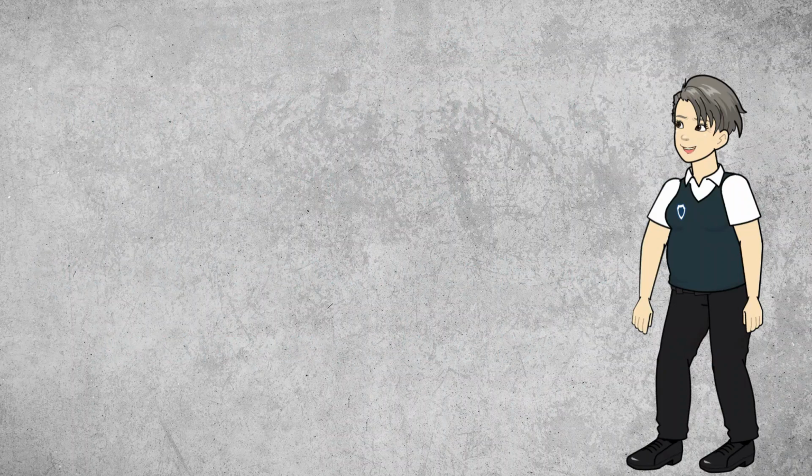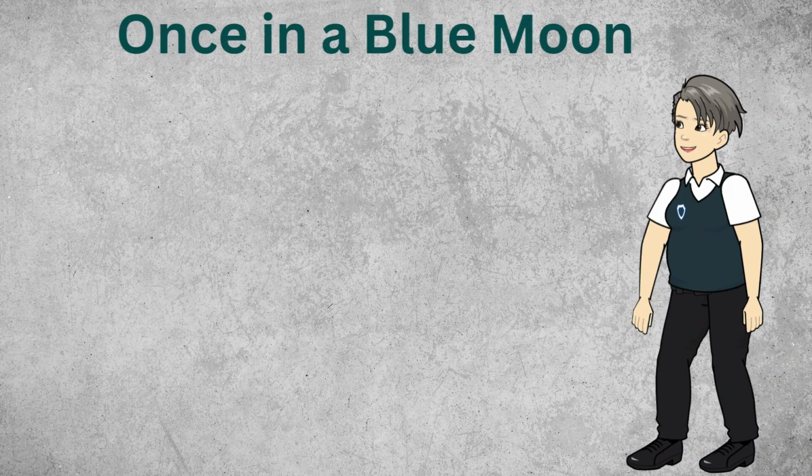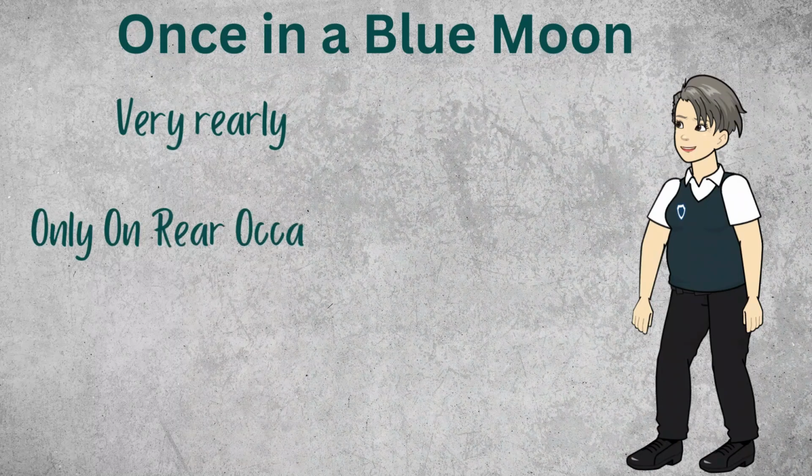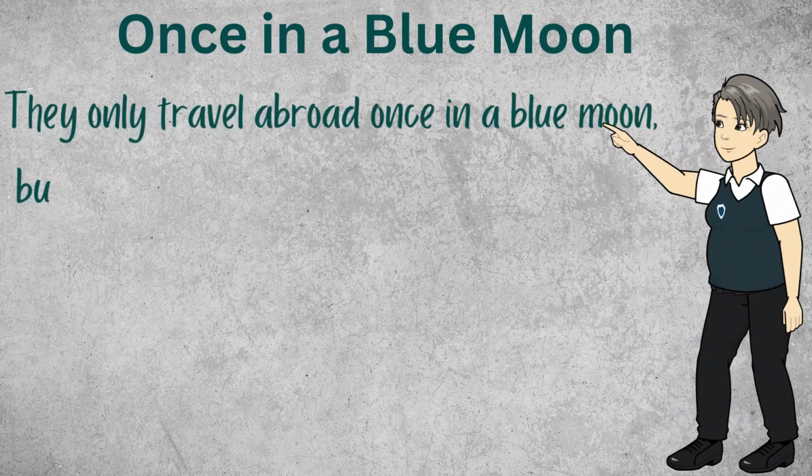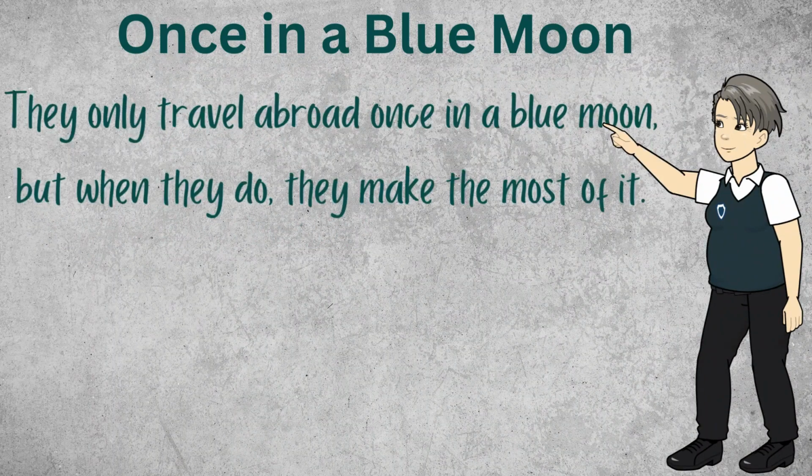Now, another very common expression in English conversations that native speakers use is once in a blue moon. It means something that happens very rarely or only on rare occasions. Now, let's create some sentences containing once in a blue moon. They only travel abroad once in a blue moon, but when they do, they make the most of it.